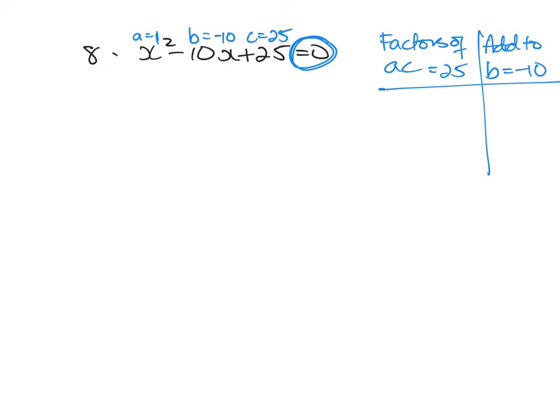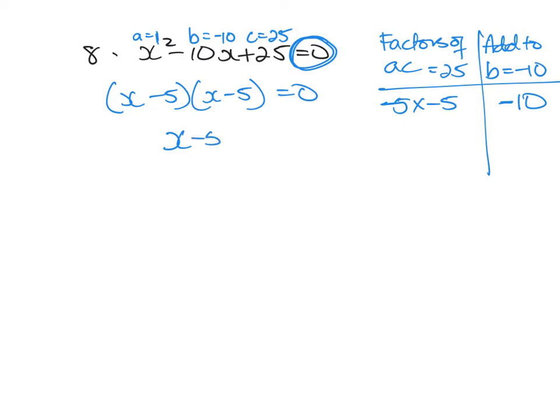So let's see, minus 5 multiplied by minus 5 will give us 25, and when we add them we will get minus 10. So using the shortcut method, we'll get that x minus 5 by x minus 5 is equal to 0. We notice the two brackets are the same, which means that this is a perfect square. This is really x minus 5 squared equal to 0.